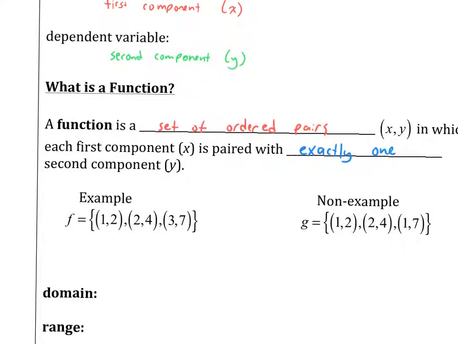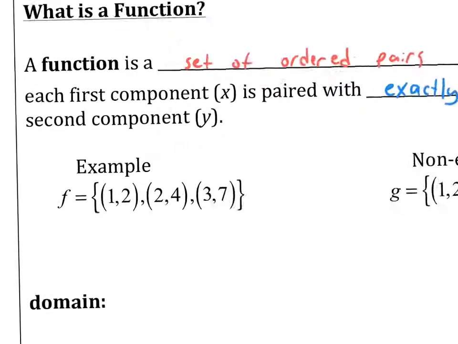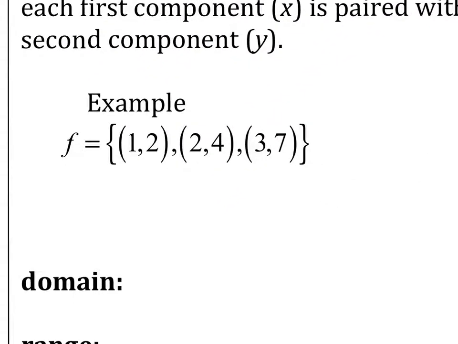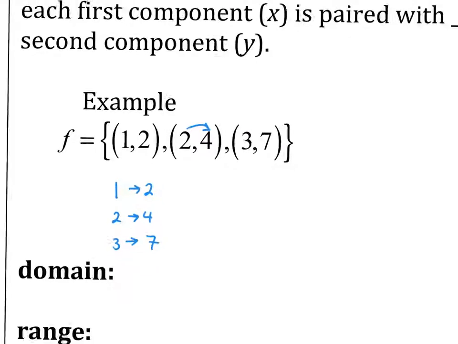Here we have an example right here. The f is an example and g is a non-example, in other words, an example of a not function. If you were to map things out with a mapping diagram, the 1 maps to a 2, and the 2 maps to a 4, and then the 3 maps to a 7. Notice that it's consistent. Every single time I see a 1, which is exactly once, I get a 2. Every time I see a 2, I get a 4. And every time I see a 3, I get a 7. Okay, so that is a function. It's good to go.